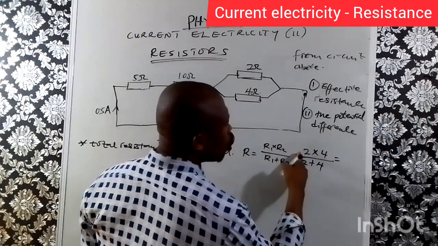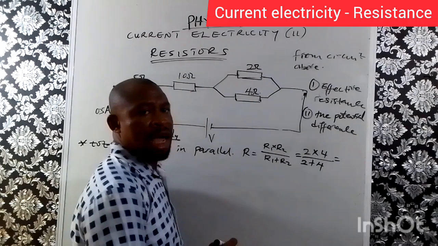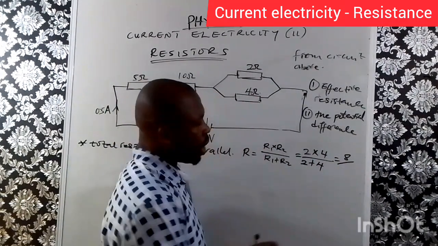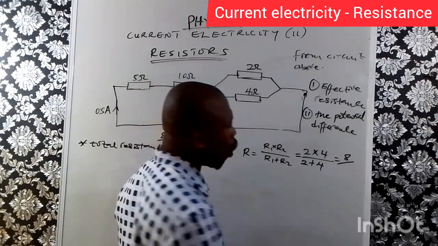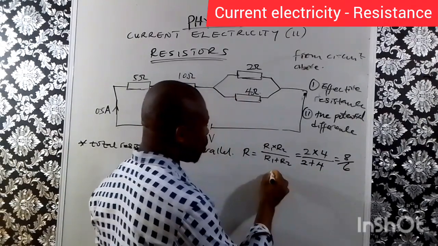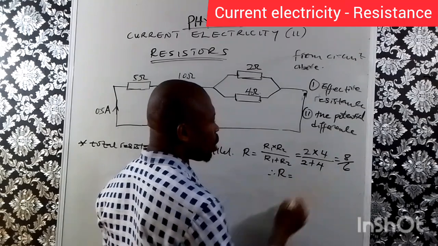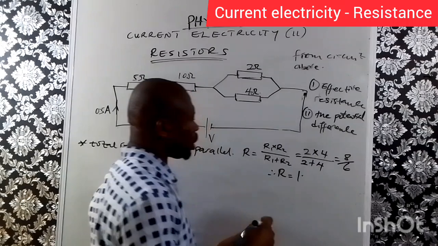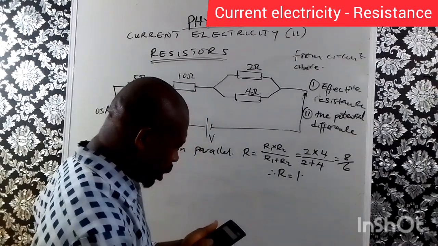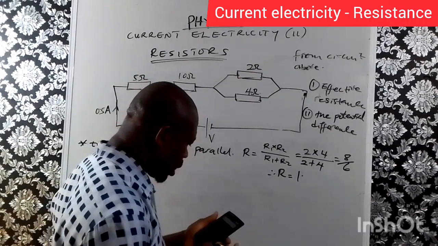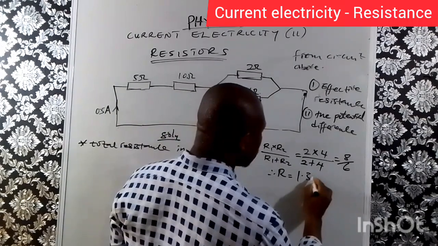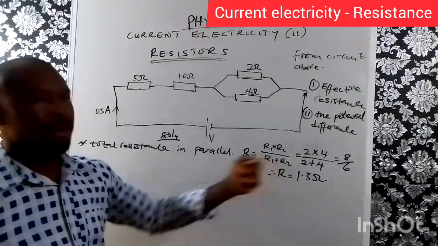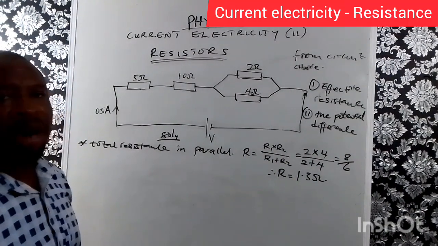It will give us 2 times 4 will give us 8. 8 over 2 plus 4 will give us 6. Therefore, R will give us 8 over 6, which will give us 1.3 ohms, 1.33 ohms. That is the one in the parallel.